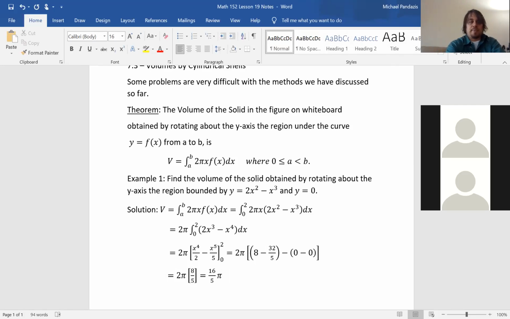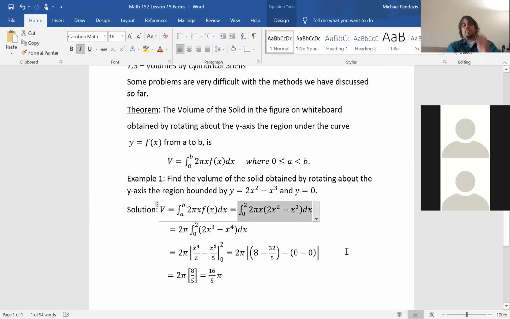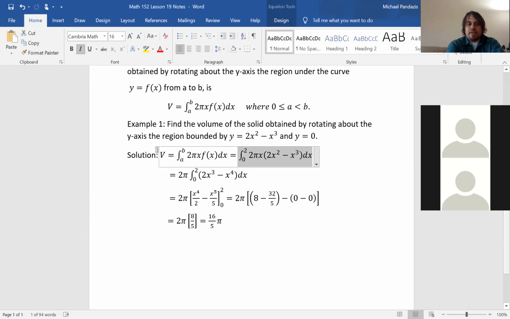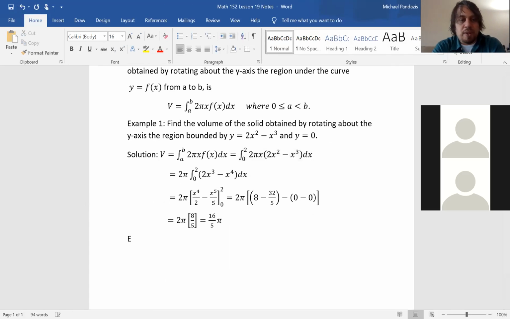Okay, that's the answer. So these are just calculations here. The new thing in the problem is just saying that the volume is equal to this. Once you get that the volume is equal to that, you reduce the problem to calculating a definite integral, which we've done before. So that's example 1.